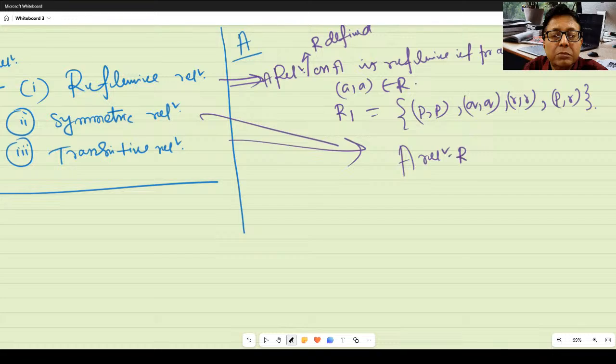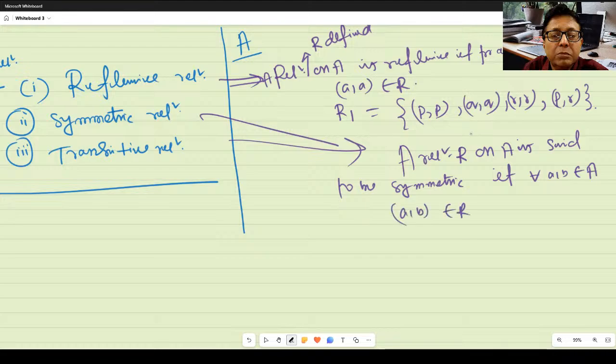A relation R on A is said to be symmetric if for all A, B belongs to A, (A, B) belongs to R implies (B, A) belongs to R. Okay? Under this condition, it will be a symmetric relation.